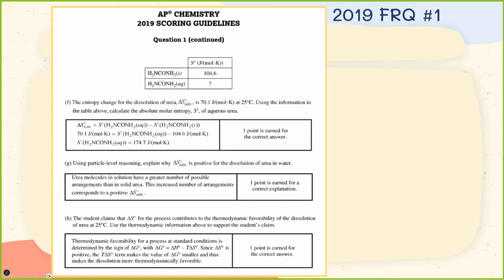Let's see here. Oh, it's right here. Thermodynamic favorability is determined by the sign of delta G. Since the entropy change is positive, that term makes the value smaller, thus making the dissolution more favorable. So basically what I said there. So here's the scoring guidelines. You can see them. There you go.